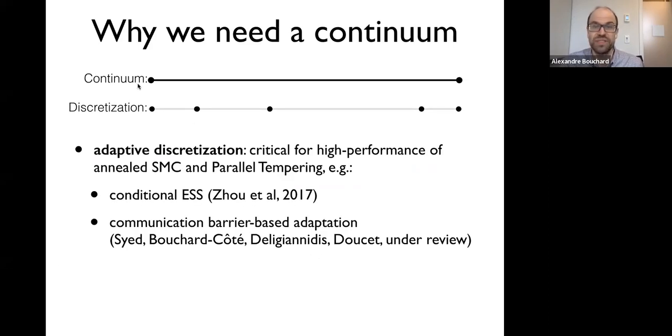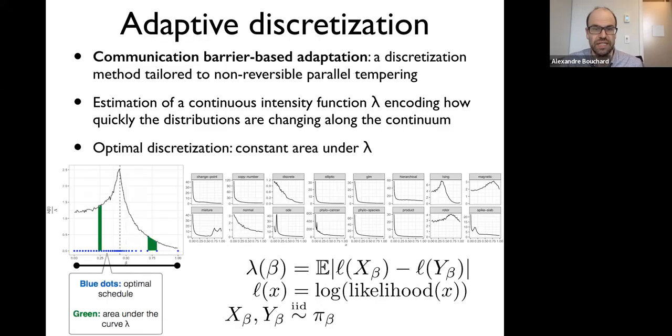Now, the key reason we need to talk about the continuum is because the discretization is very critical. You need to find an adaptive discretization that allows us to interpolate between these two, the easy distribution and the hard distribution. Some of our recent work is based on better discretization for these continua of distributions.